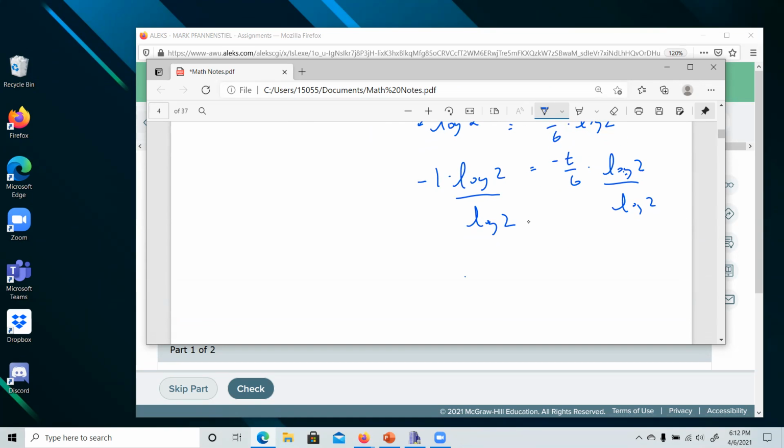Okay, so we have negative 1 is equal to negative t over 6. We're going to multiply by negative 6, and we get t is equal to negative 6 times negative 1. T is 6, which is great because we knew that already.